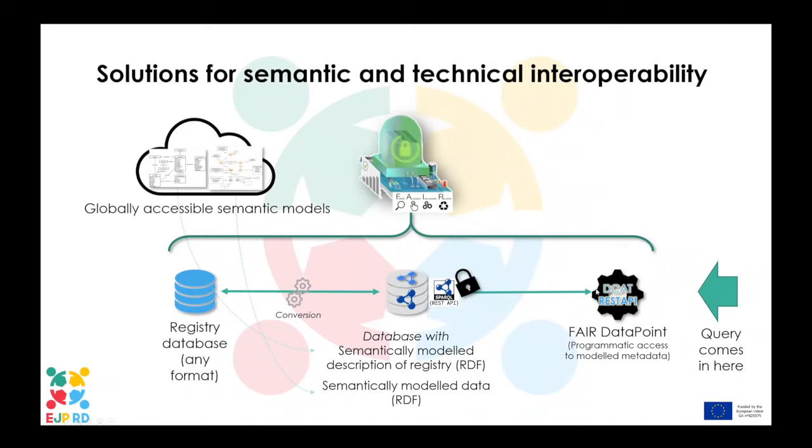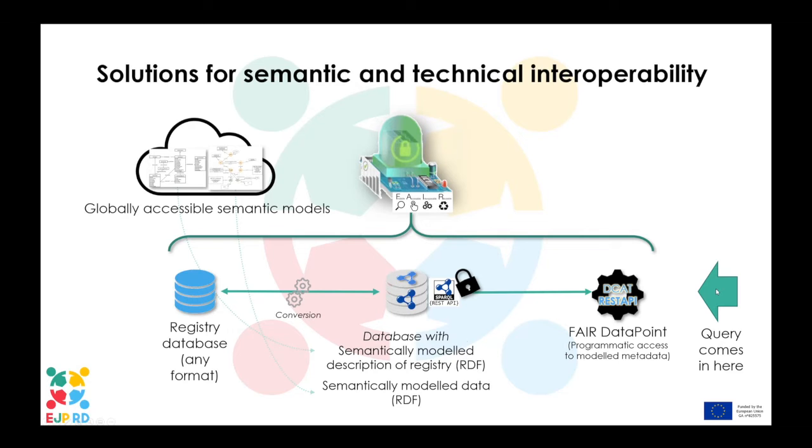You need to access that. So there needs to be some computational element that allows you to query that information. And that is what a FAIR data point is. We can explain that in a bit more detail. Rajaram can explain that in even much more detail than I can. And that is the programmatic access to this modeled metadata.